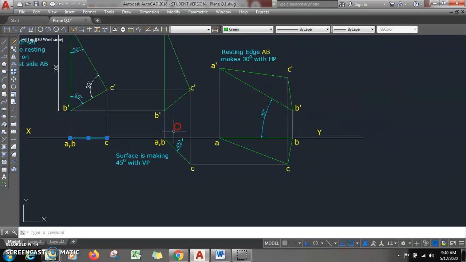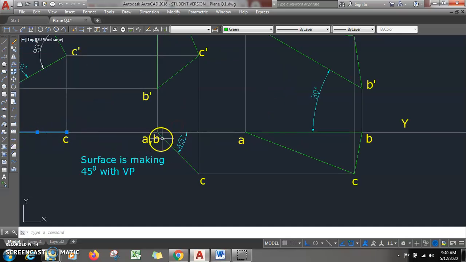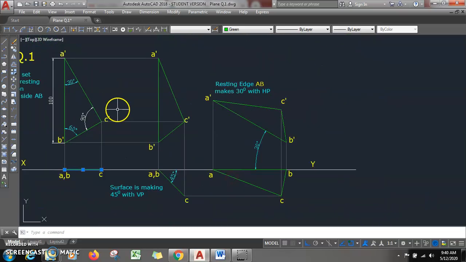Now once we have this line ABC inclined at an angle of 45, draw projectors 1, 2 and 3 horizontally. Locate all the points A dash, B dash and C dash. Here you can see the plane is inclined at an angle of 45 degree with VP, so the shape of the plane will be distorted like this. So this is step number 2.